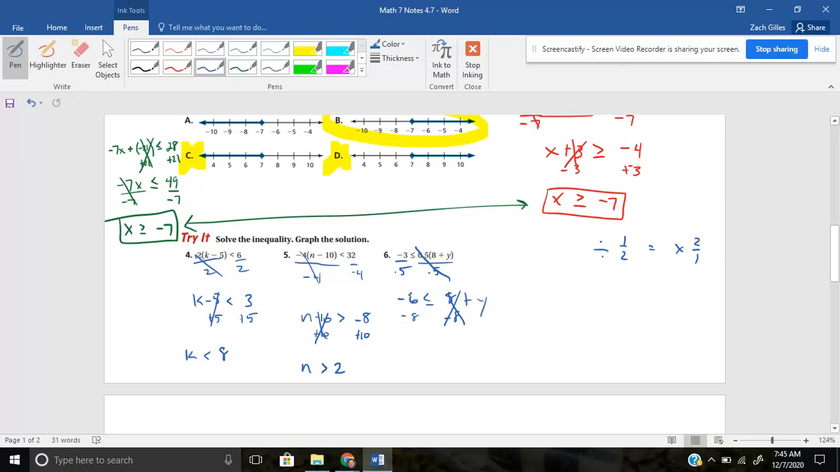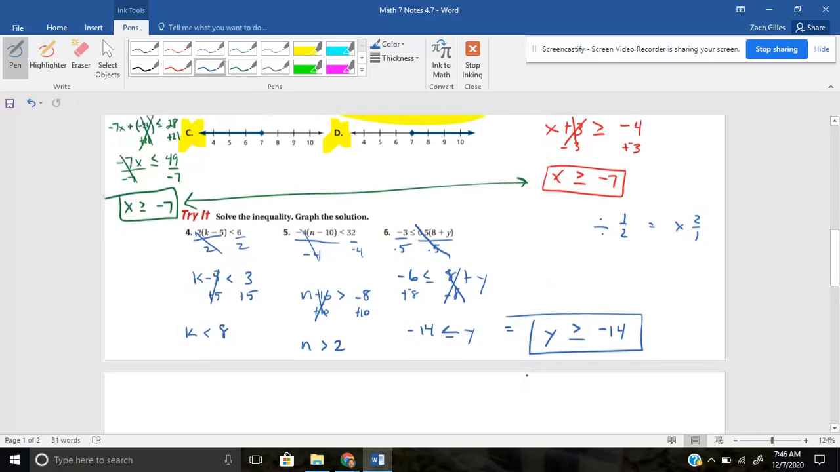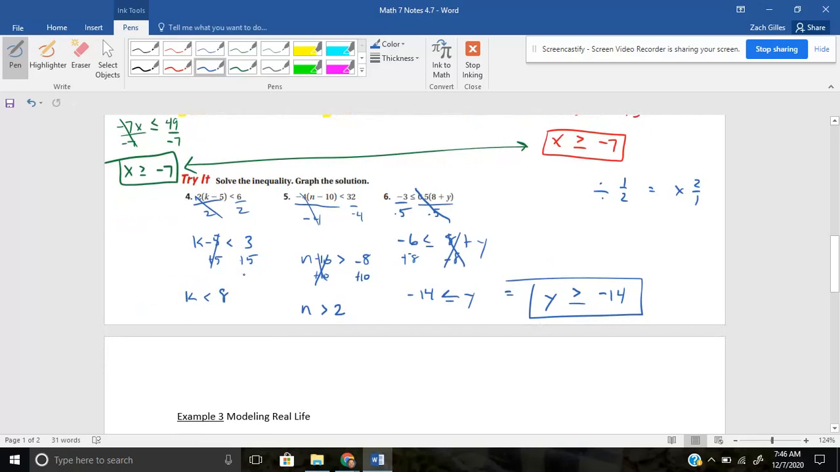Cancels. Negative 6 minus 8. Chop, chop. Negative 14 is less than or equal to y. And then I would rewrite that so that my variable is listed first. When I do that, I also need to reverse my inequality, so y is greater than or equal to negative 14. Kind of a doozy there. Lots of good math, though. Let me know if you had questions on any of those three.